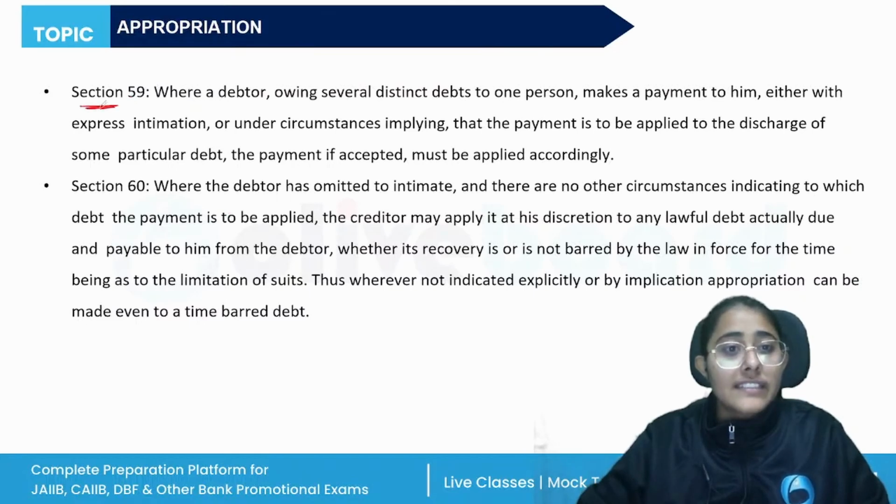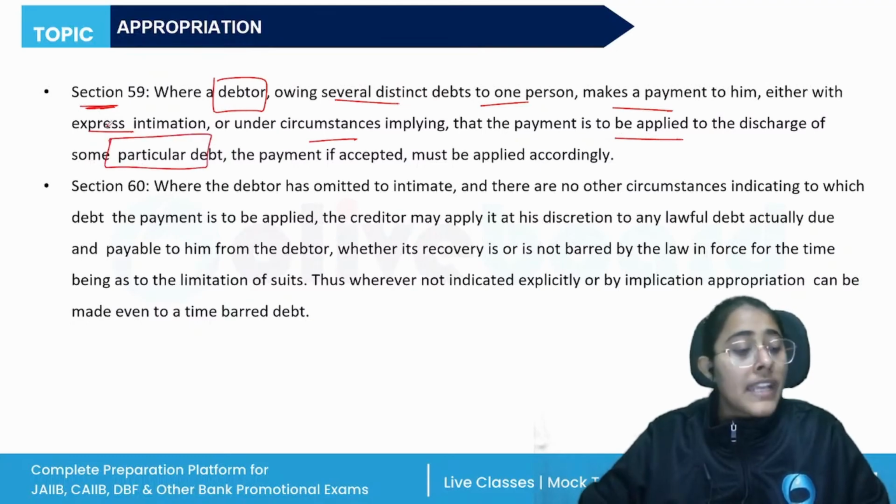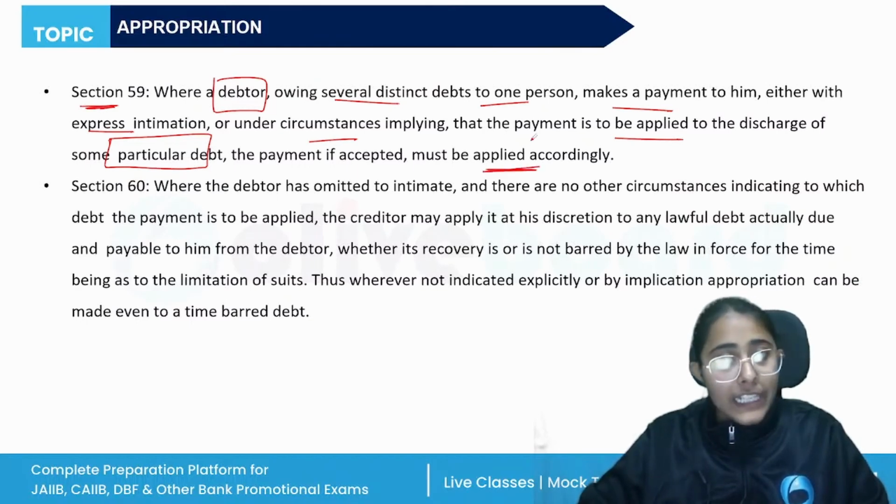Section 59 says where a debtor owing several distinct debts to a person makes payment to him, either with express intimation or implying that the payment is to be applied to the discharge of some particular debt, then the creditor has to accept it. The payment should be accepted and must be applied accordingly. So the first priority of making the implication or intimation for the appropriation lies with the debtor, right?